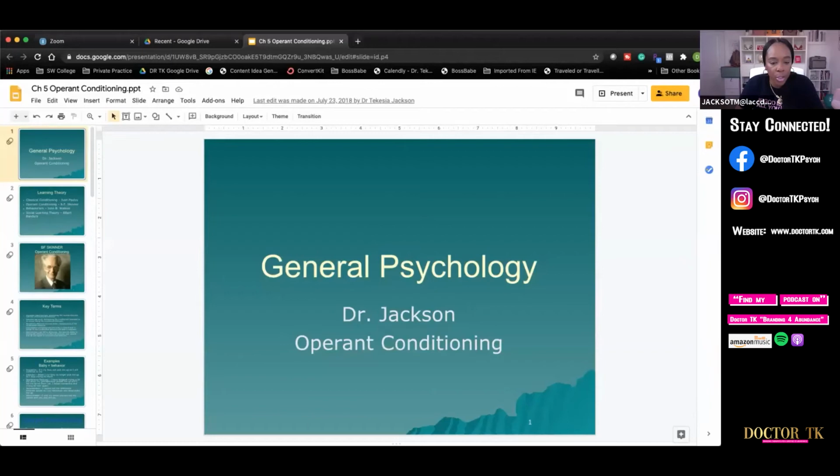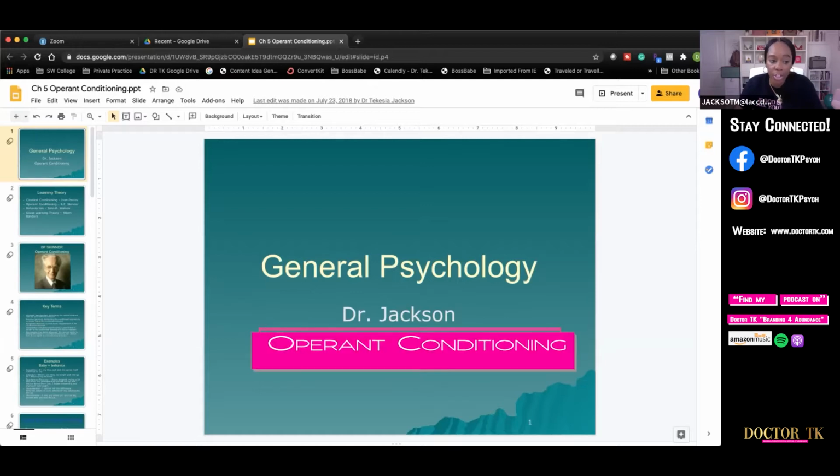So welcome everybody to part 2 of the learning chapter. In your textbook, it was actually chapter 6. And just as a reminder, if you haven't had a chance to do so, make sure that you go and review the first part, which I'll upload to the portal. But today we're going to continue with talking about operant conditioning.